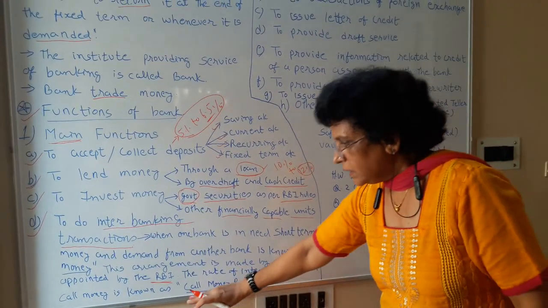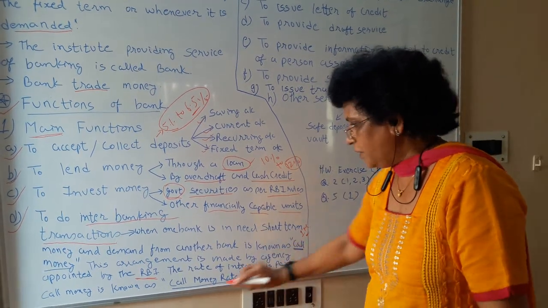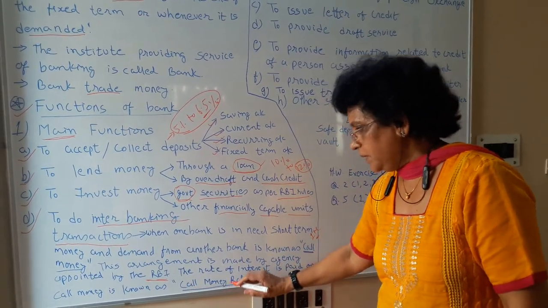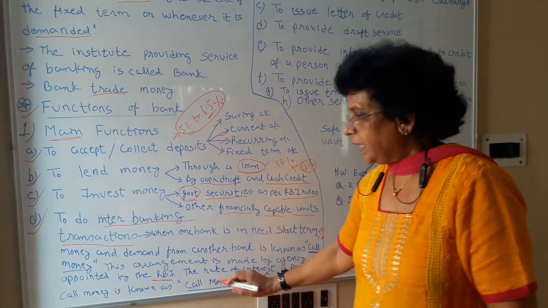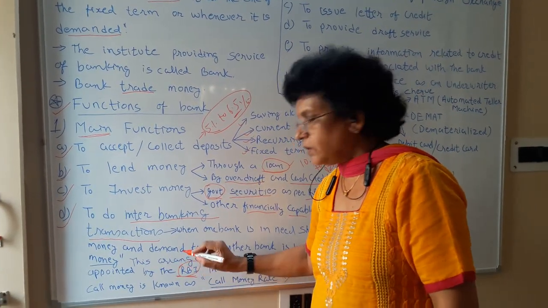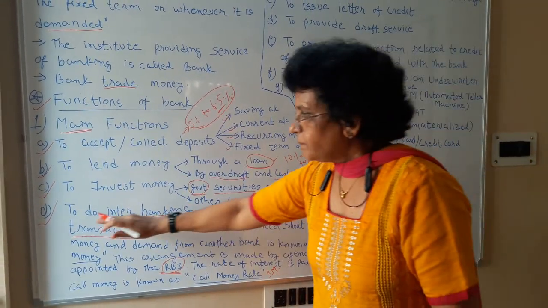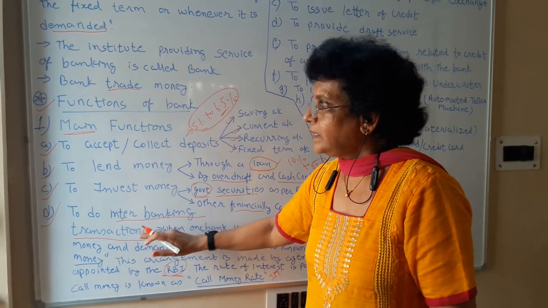So two terms we have learned in this point. One, what you mean by call money. Second, what you mean by call money rate. And the third MCQ: who makes the arrangement for call money supply. So this is the way that a bank does interbank transactions.